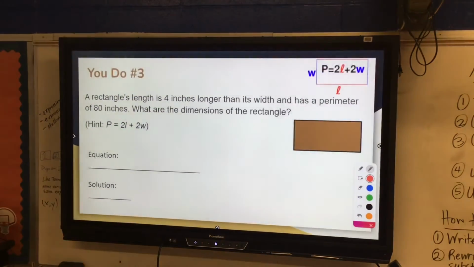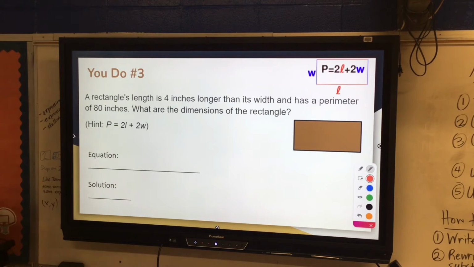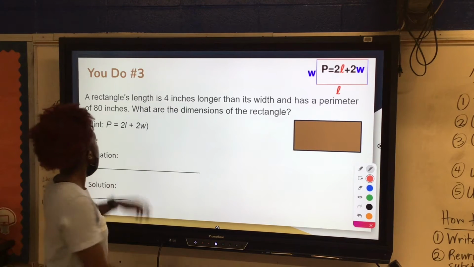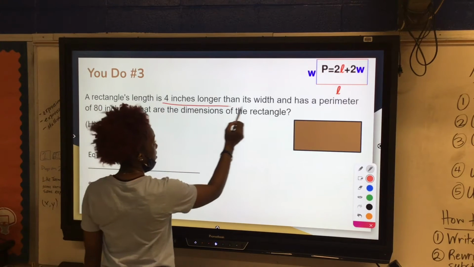Third one. A rectangle's length is 4 inches longer than its width and has a perimeter of 80 inches. What are the dimensions of the rectangle? Okay, and it gives us a hint. Perimeter is 2 times the length plus 2 times the width. So, the length of a rectangle is 4 inches longer than its width.